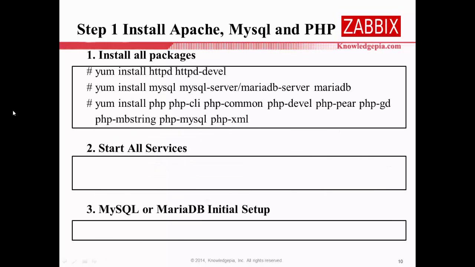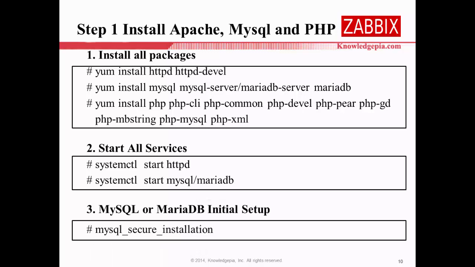Step 1, install Apache, MySQL and PHP. So you need to install these packages using this command. Number 1, Apache, second, database MySQL or MariaDB. In my case, I will use MariaDB. And number 3 is PHP. And after that, you need to start all the services, like systemctl start httpd as the Apache web server, and systemctl start mysql or mariadb as the database server. And number 3, now you need to ensure setup for MySQL or MariaDB using this command.